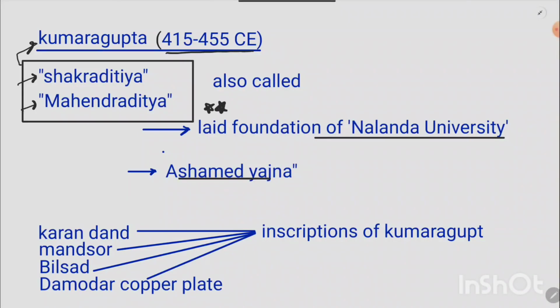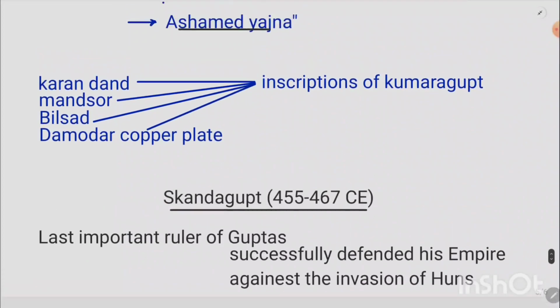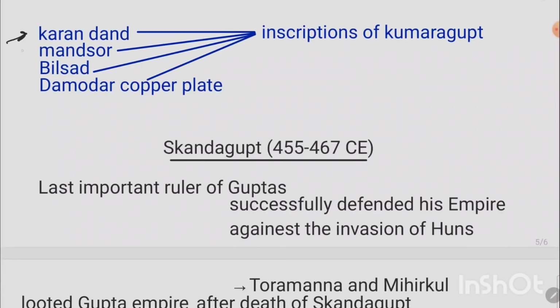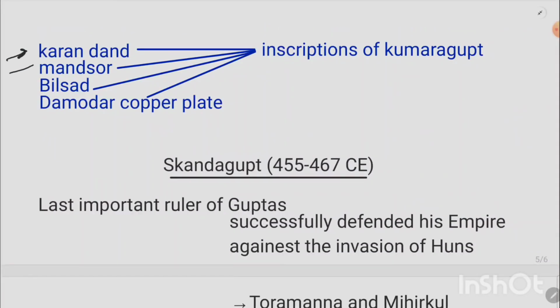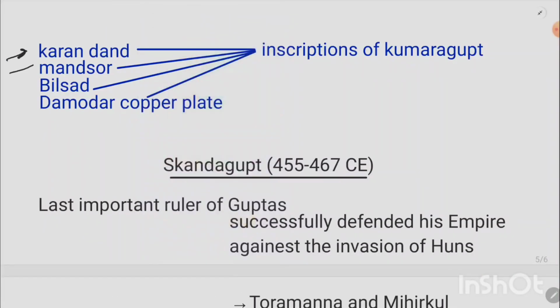Now, there are some important famous inscriptions of Kumaragupta. What are those famous inscriptions? That is Karandand, Mandsur, Bilsad, and another is Damodar copper plate. I will again repeat: Karandand, Mandsur, Bilsad, and Damodar copper plate inscription. These were some of the most important inscriptions of Kumaragupta, or related to Kumaragupta.